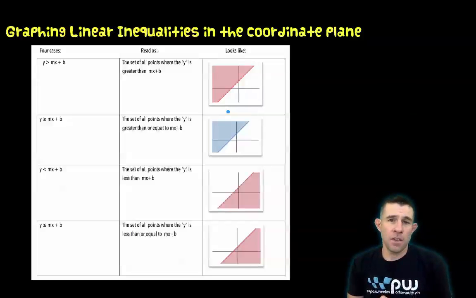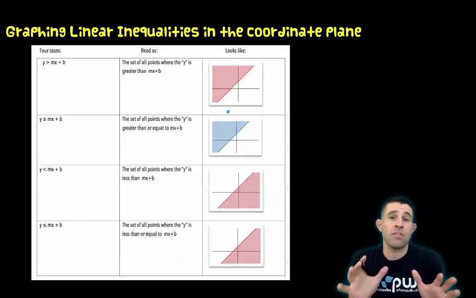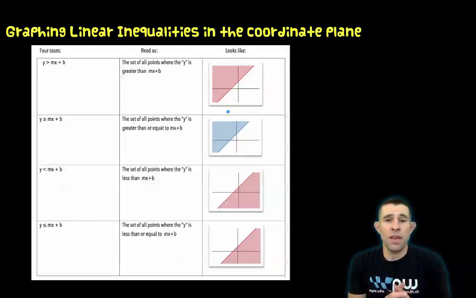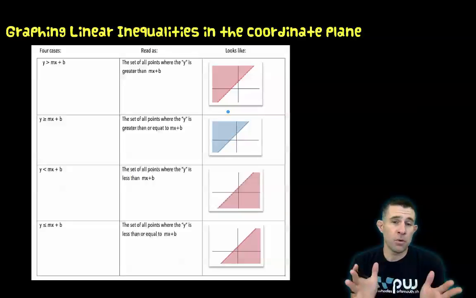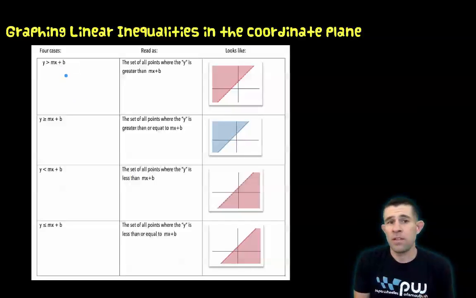Today we're taking a look at graphing linear inequalities in the coordinate plane. Now you'll remember when we graphed equations in the coordinate plane, it was the set of all those points that satisfied that equation. Well, today when we graph an inequality, we're actually looking for a feasible region, or a set of many points that satisfy the inequality. There are four cases that we're going to consider.